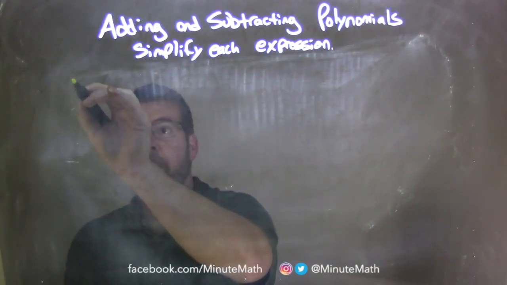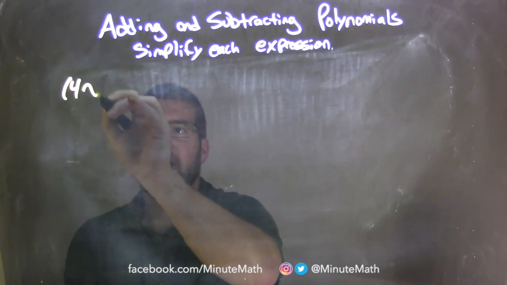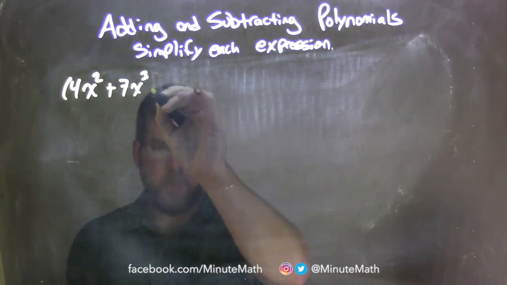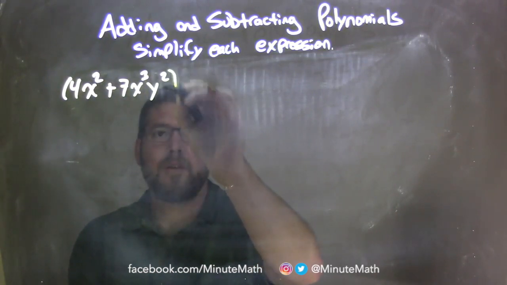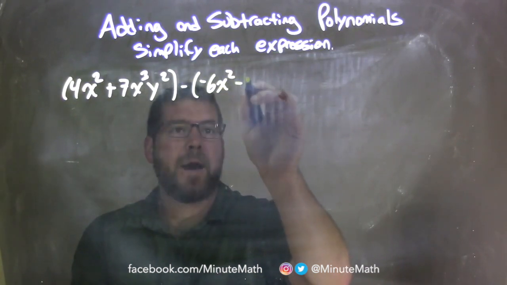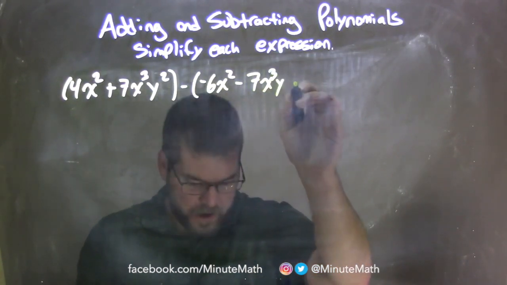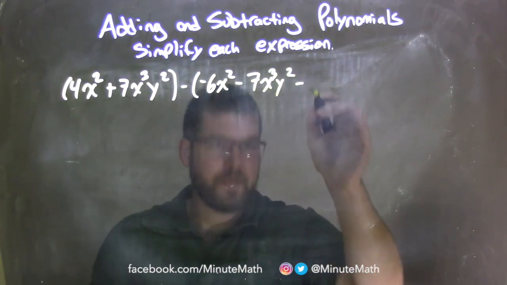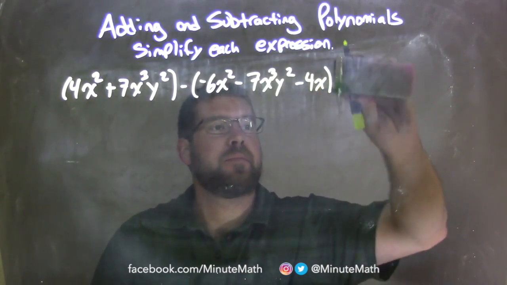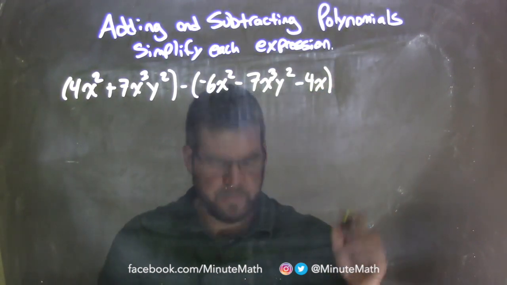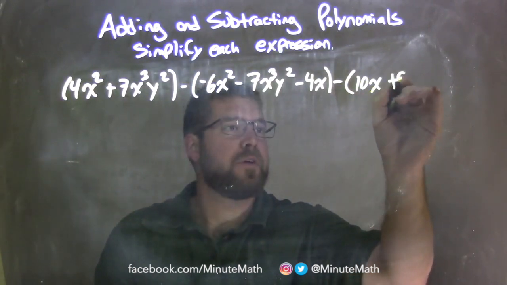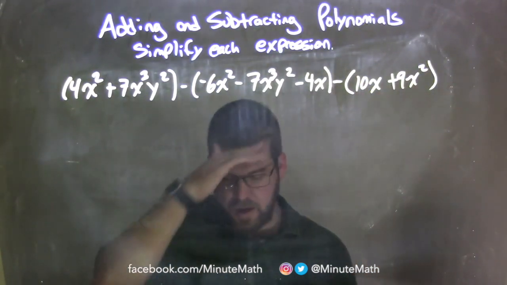Make sure I have enough room here. Parentheses, 4x squared plus 7x to the third y squared, close parentheses, minus, parentheses, negative 6x squared minus 7x to the third y to the second power minus 4x. Next parenthesis, oh, just subtract them. Subtracting, parenthesis, 10x plus 9x squared. There we go, got it all down.